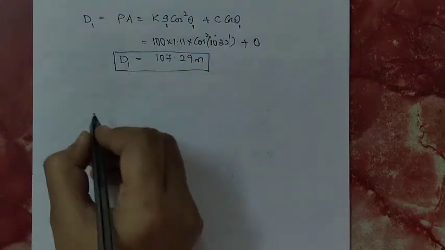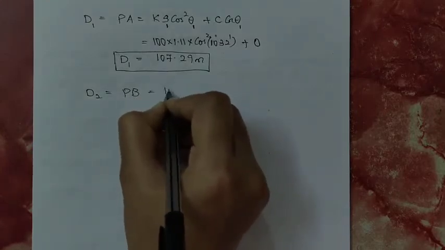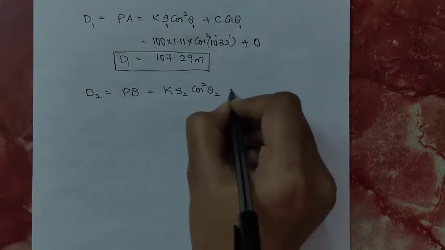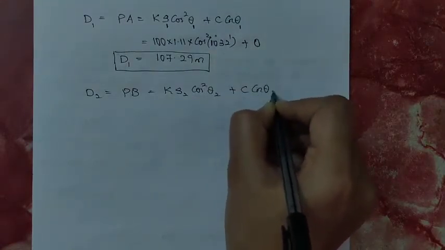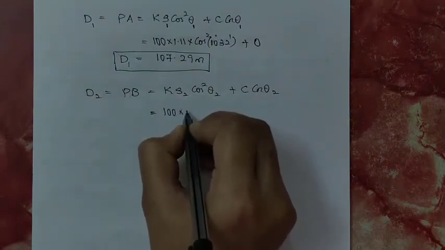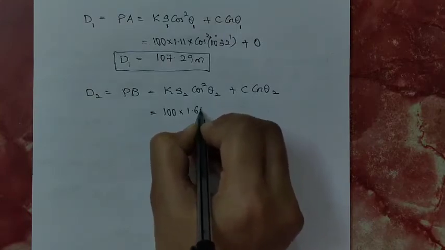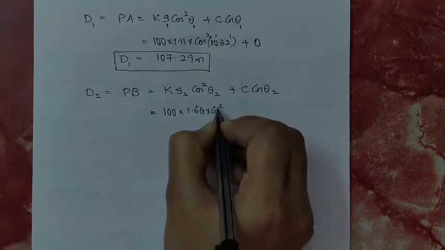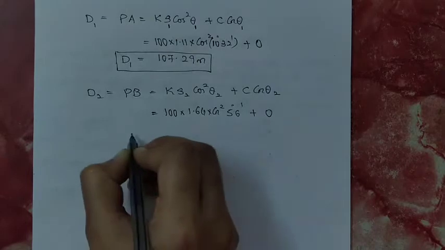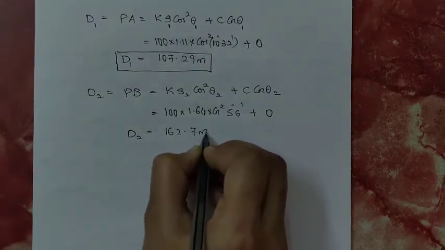This is D1. Similarly, you need to calculate D2, that is the PB distance. Same equation, K into S2 cos square theta 2 plus C into cos of theta 2. Substitute. K is 100 and S2 value is 1.64 into cos square of theta 2, it is 5 degree 6 minutes, plus 0. Then D2 you will get as 162.7 meter.